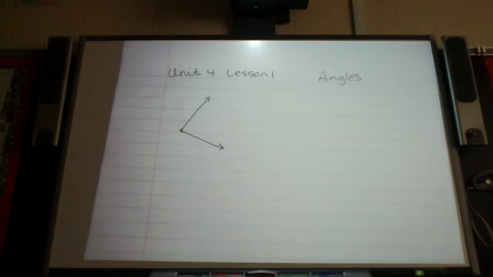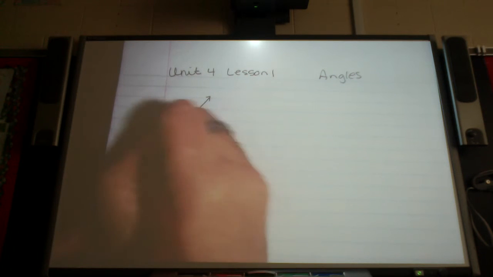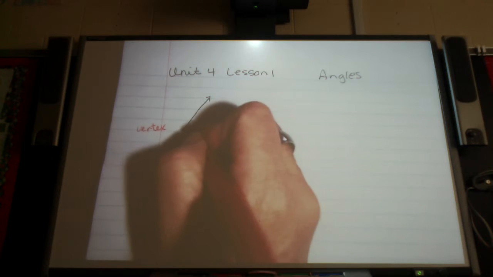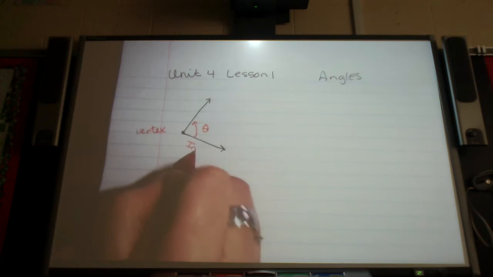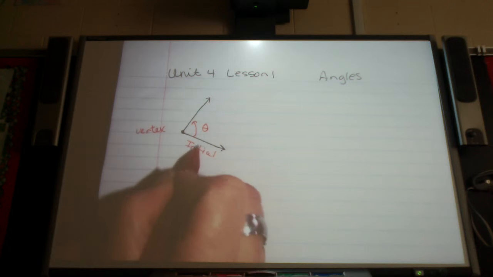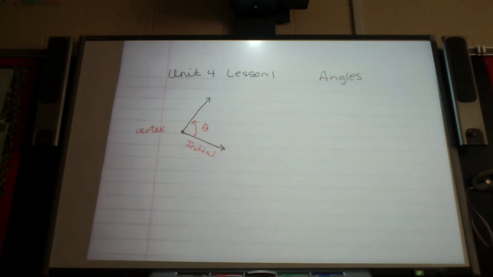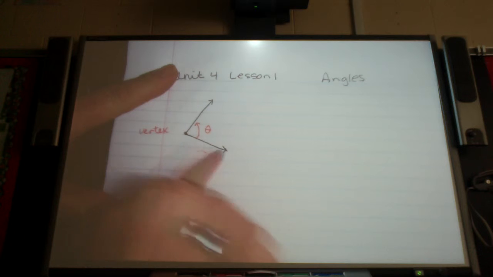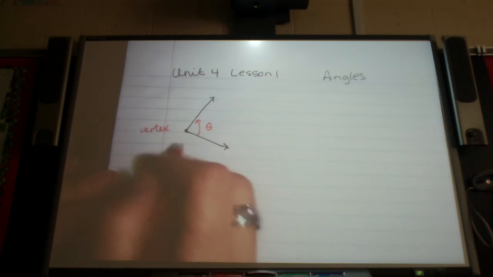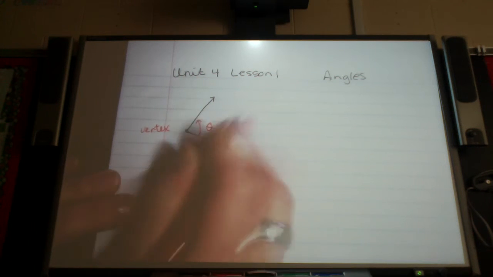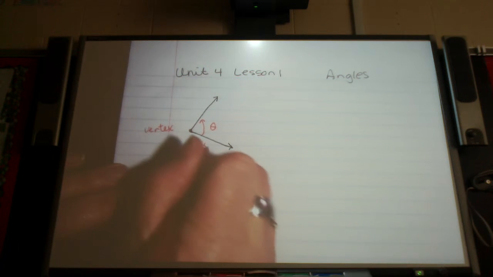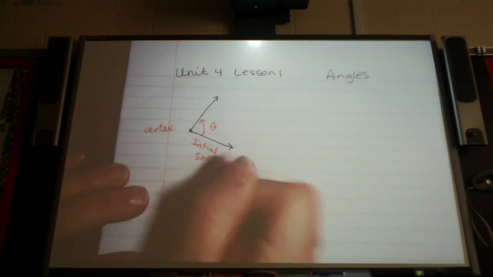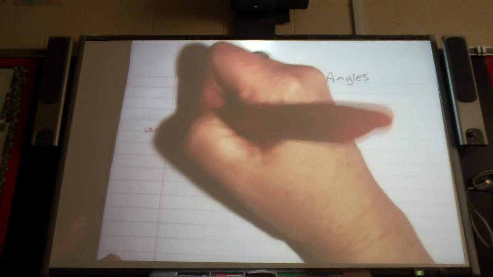Oh yeah, I know. This point right here is the vertex. If we're rotating, this is going to be our initial side. And this is our terminal side.